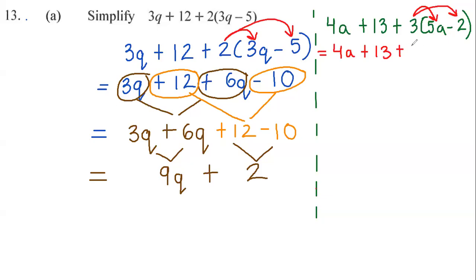15a. And 3 times 2 is what? 6. Very good. So I have 4a plus 13 plus 15a minus 6.